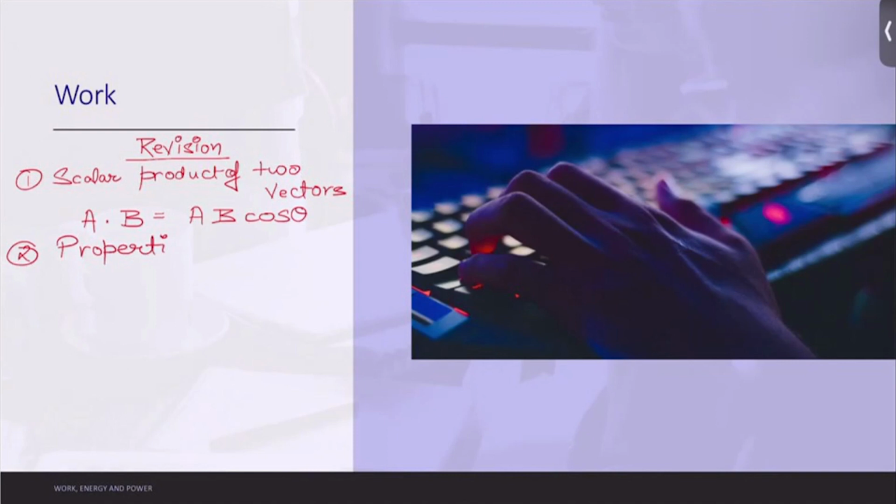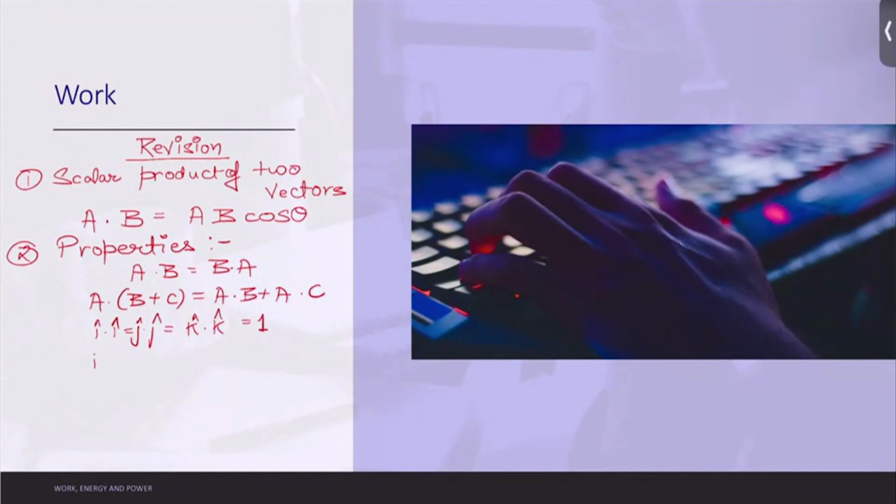Some of the prominent properties were the commutative law, that is A dot B is equal to B dot A. The second was A dot (B plus C) is equal to A dot B plus A dot C. And then things like I dot I is equal to J dot J is equal to K dot K is equal to 1, and I dot J is equal to J dot K is equal to K dot I is equal to 0.